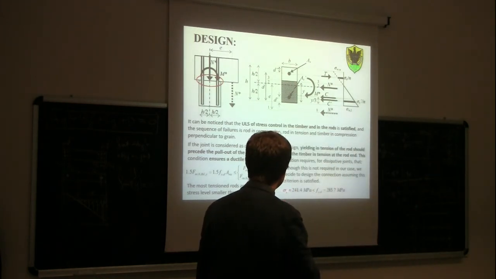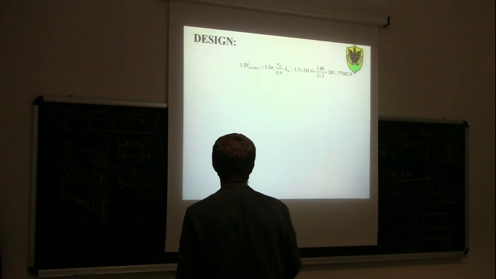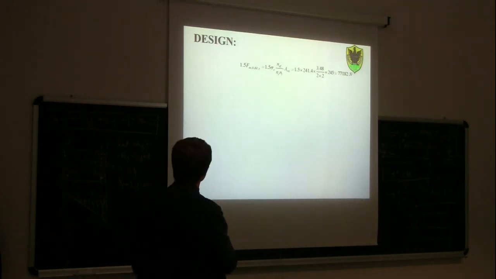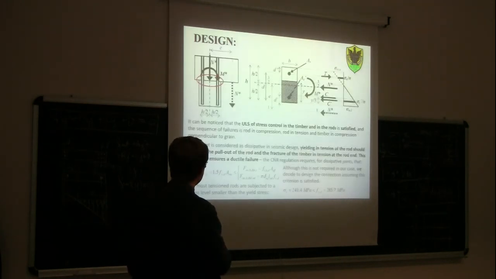So the maximum stress in the tensile rod is 241.4 megapascal, which is less than 285.7 megapascal in tension. So we need to find the value in tension associated with this stress level, so 241.4 times 1.5, and then we need to make sure that the other two failure mechanisms are designed for the value that we obtain here.